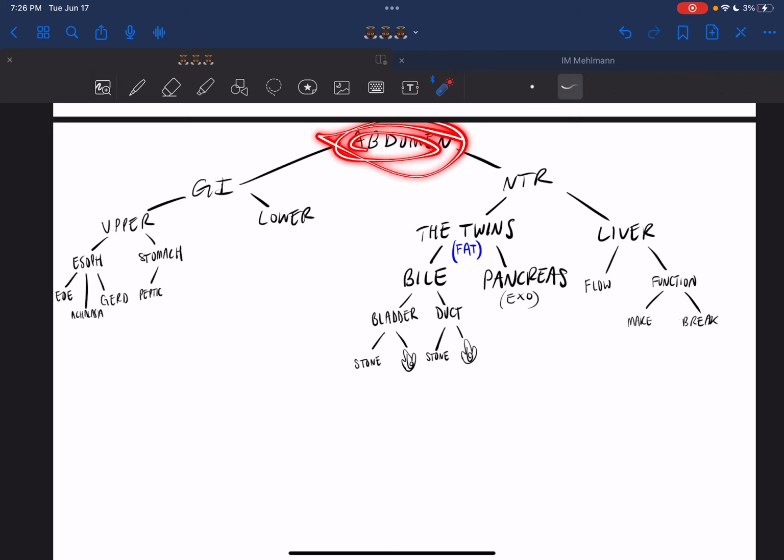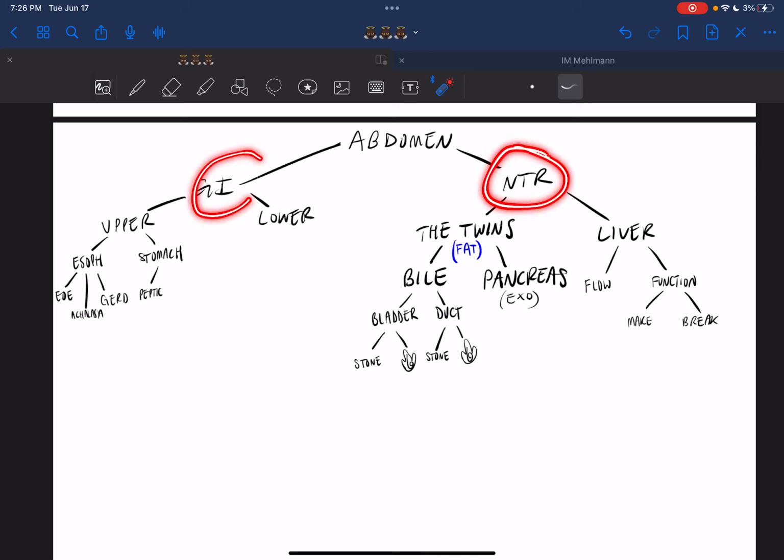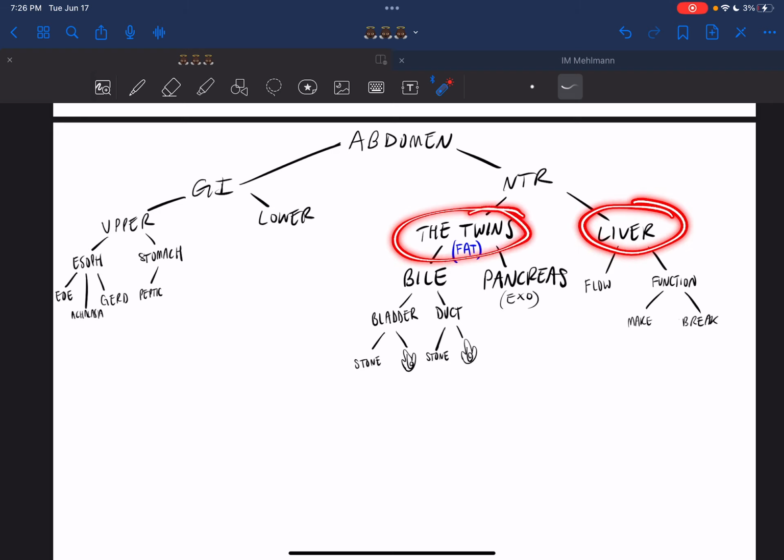So GI, or abdomen. The class is split into two parts, GI versus nutrition. GI means the gastrointestinal tract, so it's only referring to the tract going from the mouth to the anus. That tube is the GI tract. All the other things involved in GI, metabolism, nutrition, food-related stuff, if they're not in that tract, they're not technically part of the GI tract, so they fall under nutrition, not GI. Those split into two sides, the liver versus the twins.